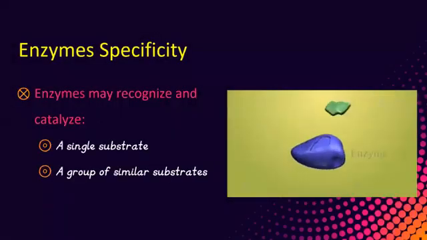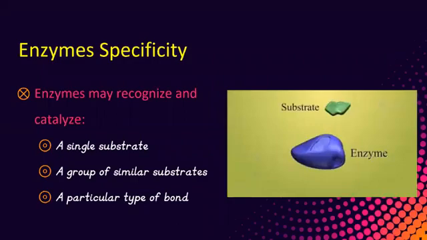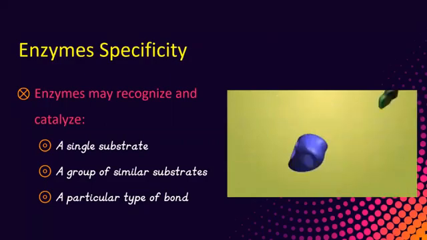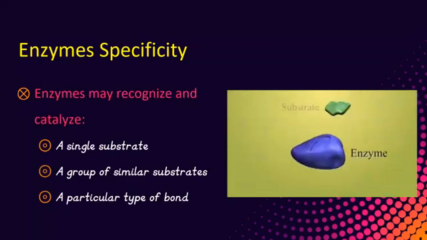So for the specificity of our enzymes class, our enzymes may recognize and catalyze a single substrate, a group of similar substrates, or a particular type of bond. Again, when we say specificity, it is the ability of our enzyme to choose the exact or fit substrate on our enzyme or on our chemical molecules.